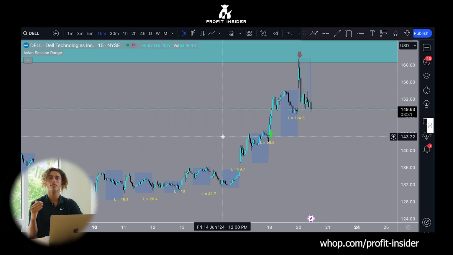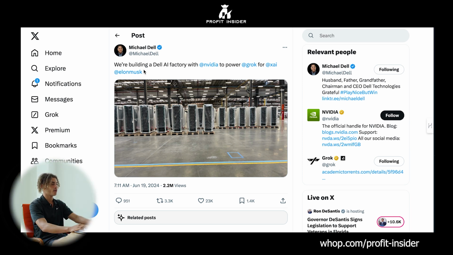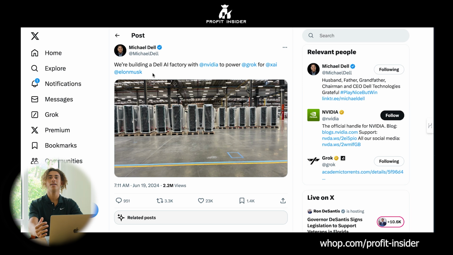I'm now going to show you all the fundamental analysis behind this trade. The fundamental analysis behind this trade is huge. So keep in mind, this post happened while we were already in the trade. We got in this trade on Tuesday. This was posted yesterday. So this is Michael Dell. Michael Dell is the founder of DELL, and he says that he is building a DELL AI factory with NVIDIA to power Grok for XAI with Elon Musk. So he's working with Elon Musk and NVIDIA to build a DELL AI factory.